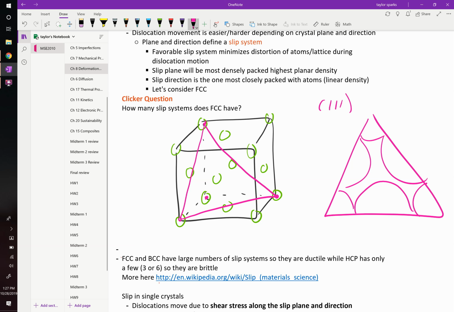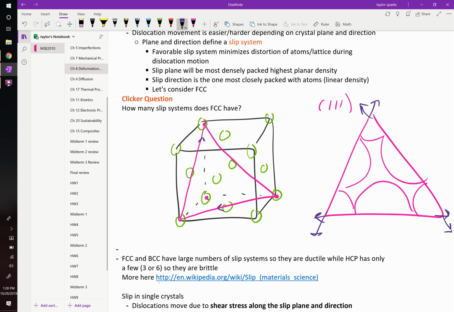Now what's the highest density direction in this plane? The highest linear density. Would it be going right through here? No, that's not highest density. That only intersects two atoms. Instead, it's going to be along these edges, going this way or that way, this way or that way. Along those edges are the highest linear density direction on the highest packed plane. Or in other words, slipping along these pink lines as I've drawn them, these are where we're going to get slip in this system.